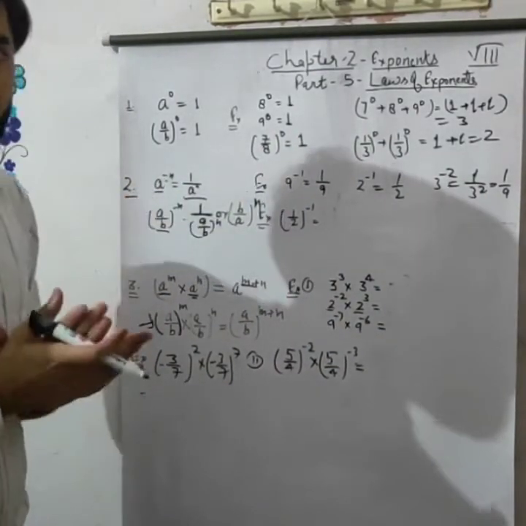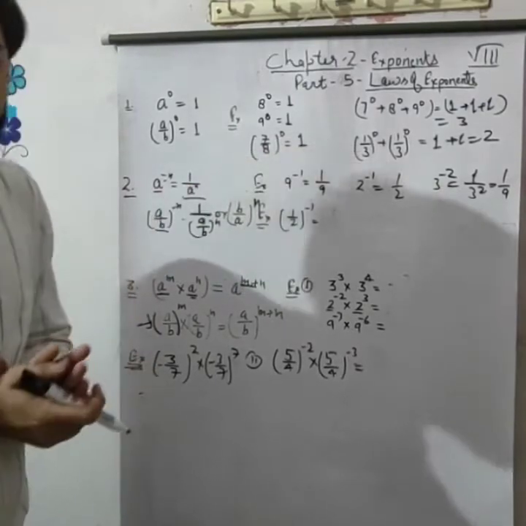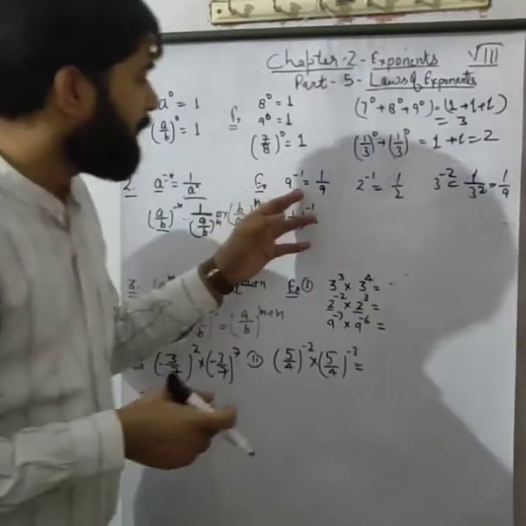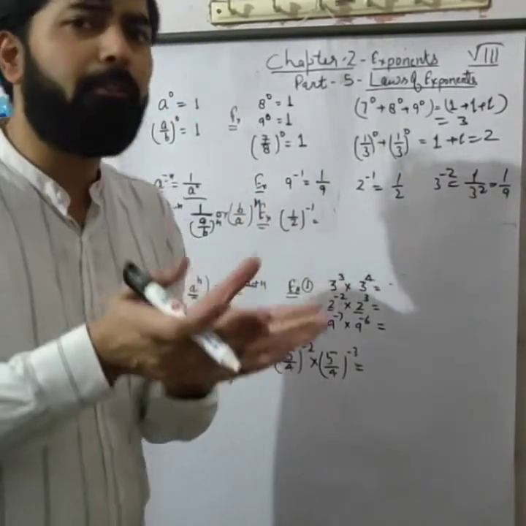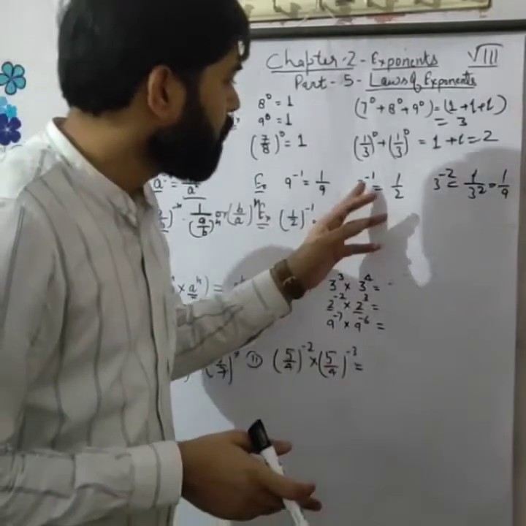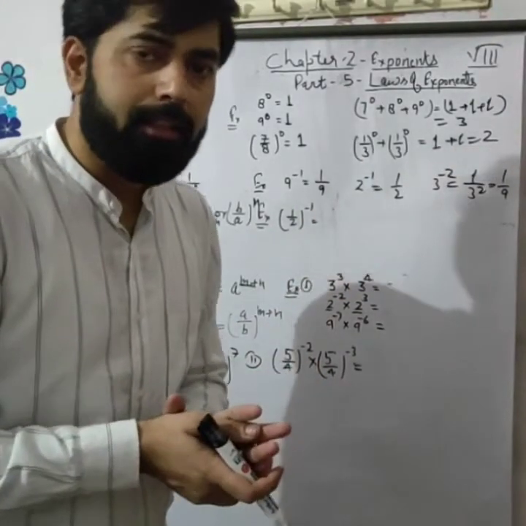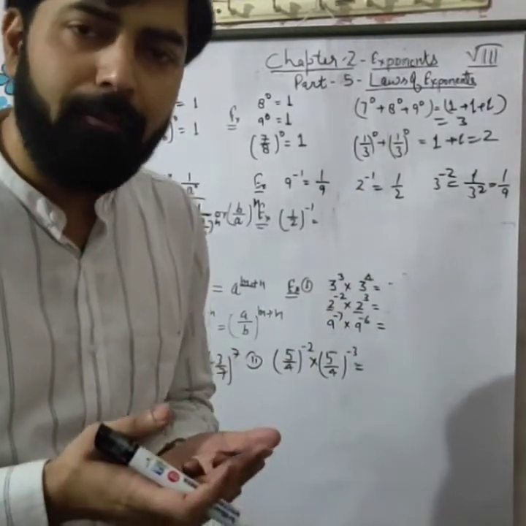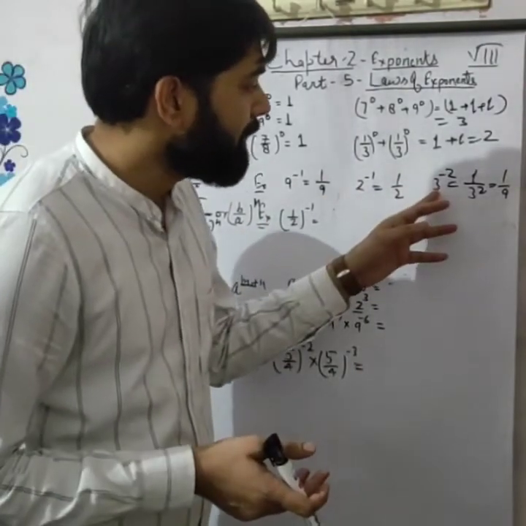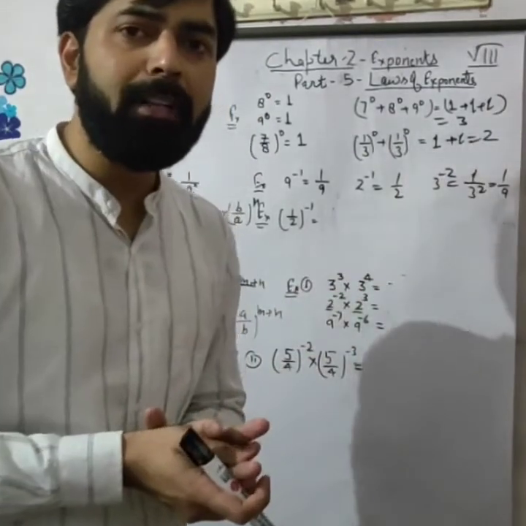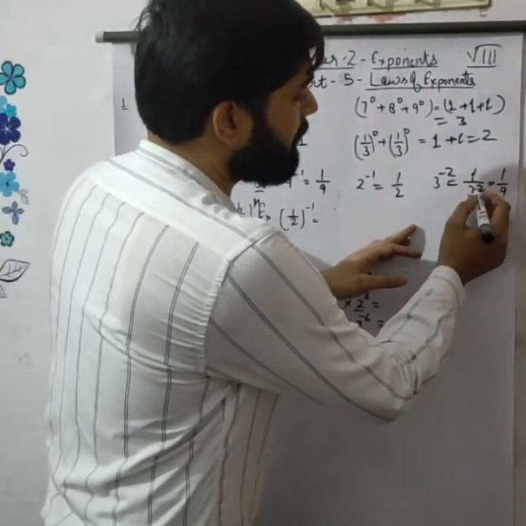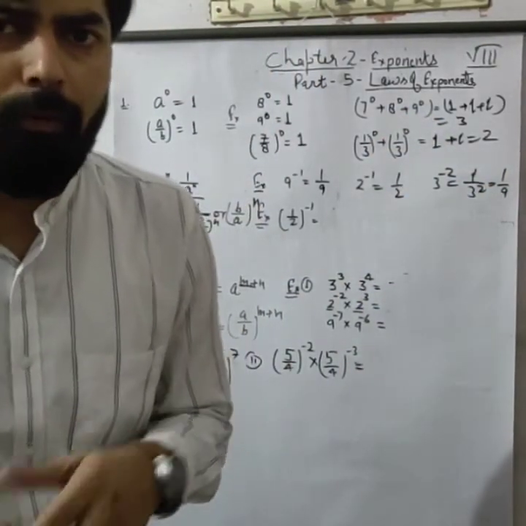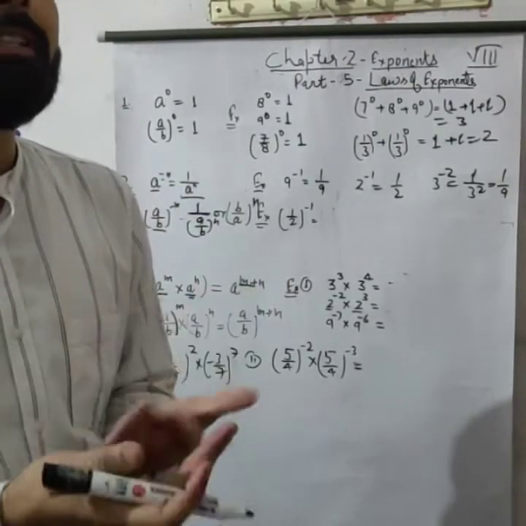Now second, when a non-zero number is raised to a negative power, a power minus n, we can write it in this form: 1 upon a power n. Example, suppose here is 9 power minus 1. We can write it as 1 upon 9, because 9 power 1 value will be 9. Look here, 2 power minus 1 we can also write as 1 upon 2, because 2 power 1 value will be 2. Then the third example, 3 raised to the power minus 2. We can write 1 upon 3 raised to the power 2, and then 1 upon 9, because 3 multiplied by 3 is 9.